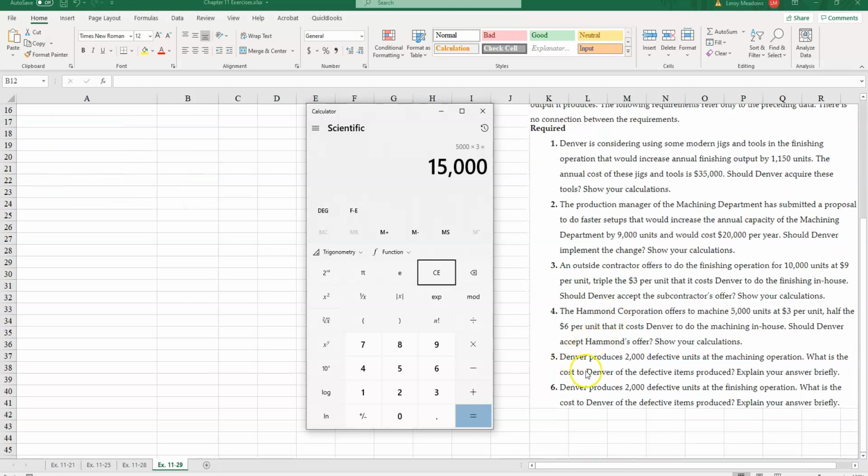So now let's take a look at requirement 5. And actually, if you notice, requirement 5 and requirement 6 are identical. And it looks like the publisher listed them twice, so we're just going to do it once. We're not going to do the same thing twice. So let's take a look at requirement 5.